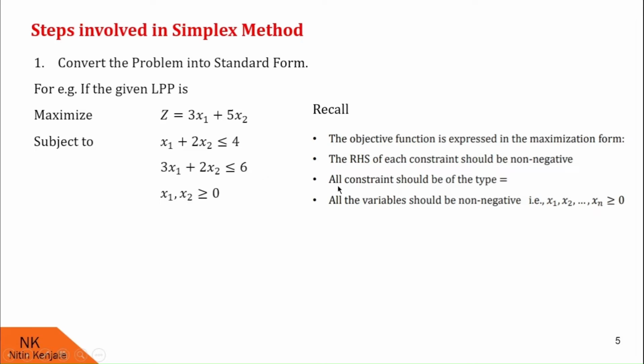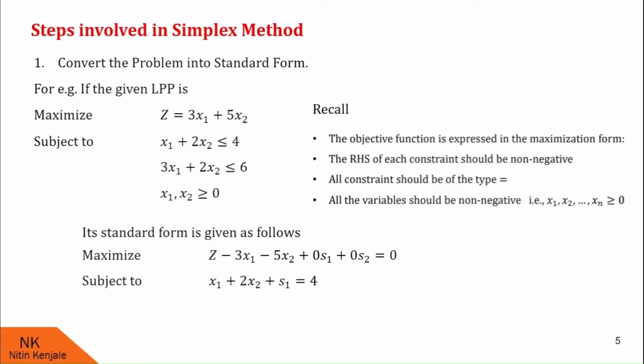The next characteristic says all constraints should be of the type equal to. Here, these two constraints are of the type less than or equal to. To make them equal-to type, we will add slack variables s1 here and s2 here. And finally, all the variables should be non-negative. So we mention x1, x2 and s1 and s2 used here are all non-negative. So we write the standard form of the given LPP as follows.